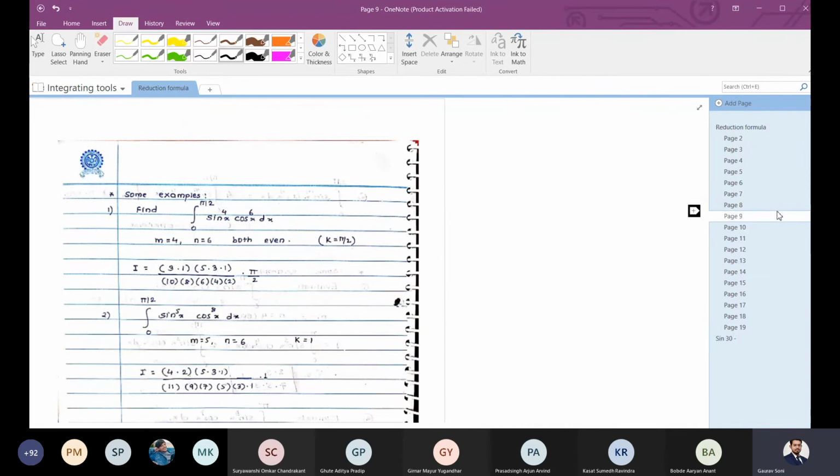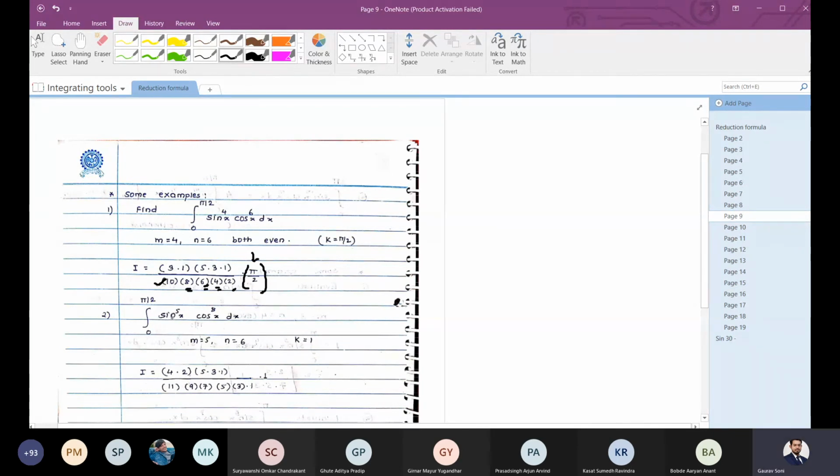On the next page we can find some examples. Here, sine raised to 4 cos raised to 6. In the numerator, take the power of sine and subtract 1 and 3. So 4 minus 1 is 3, and then 1. Power of cos, which is 6, subtract 1, which is 5, then 3 and 1. In the denominator, add both of them. 6 plus 4 is 10. Go on subtracting even numbers. 10 minus 2, 8, 6, 4, 2. As both of them are even, I have multiplied by pi by 2.